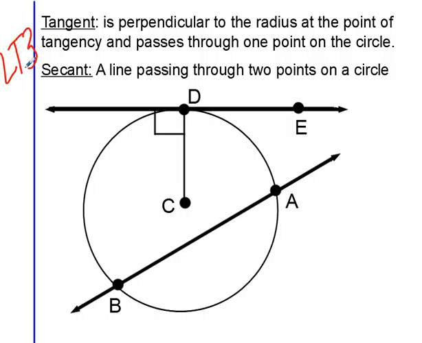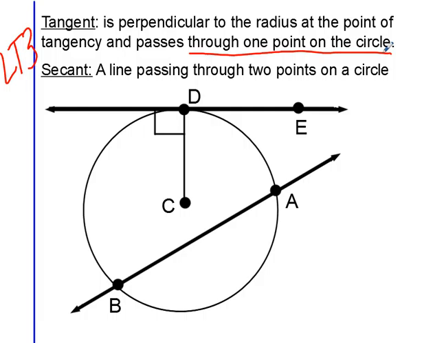Learning target 3 is about two new kinds of lines that interact with the circle in different ways. The first vocab term is tangent. A tangent is perpendicular to the radius at the point of tangency and passes through one point on the circle. Key things to know here: it goes through only one point on the circle. It cannot touch the circle more than once. A secant is a line that passes through two points on the circle.